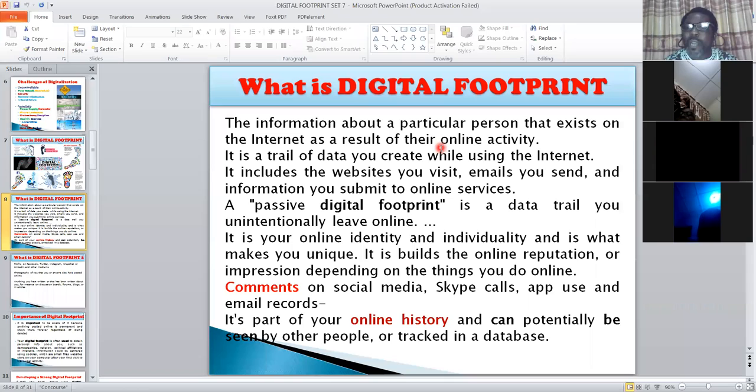When you are using the internet, it's just like when you occupy a space. If you have perfume on your body and you go into a particular room, without your knowledge, if you sit on a particular chair, and the perfume is so strong, even one, two, three hours after you have left, that perfume will still be smelling. It is a trail that you left behind. Are you getting it now? And that trail is what you call your digital footprint.